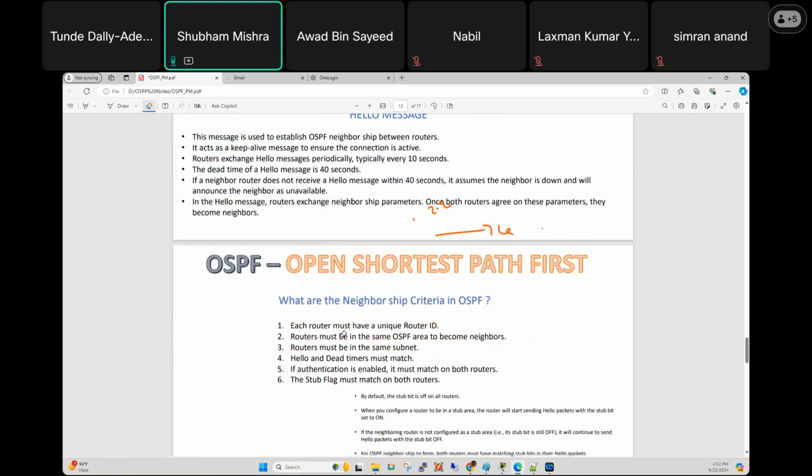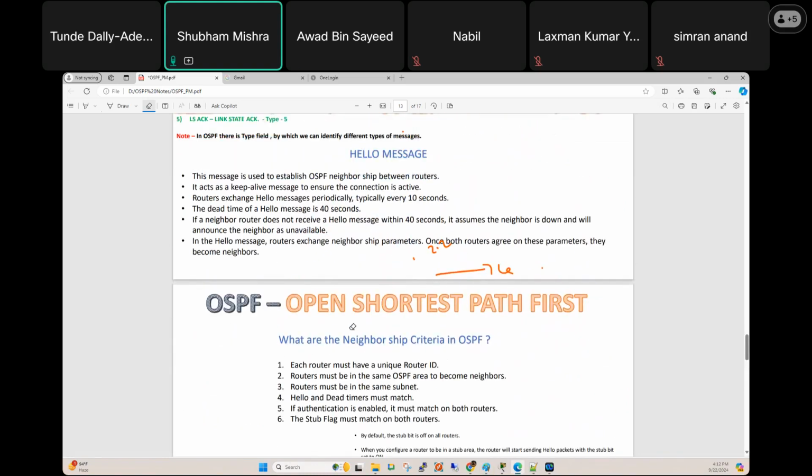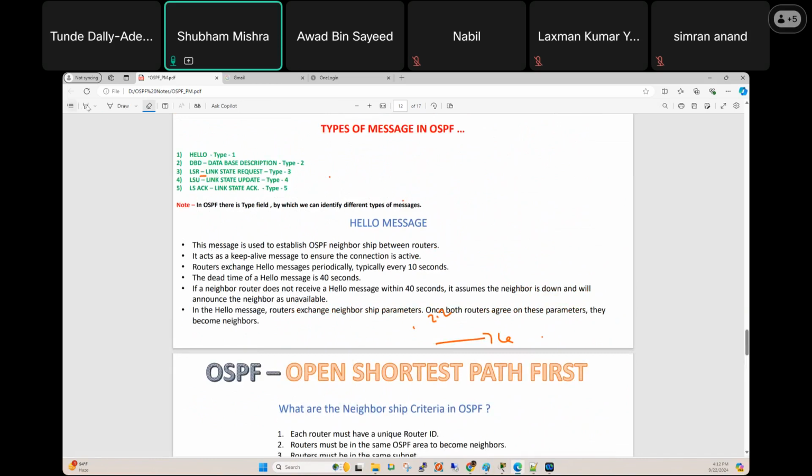So basically that is the use. I have written here some points about the hello packet. Okay, so just read these points. This message is used to establish the OSPF neighborship. I hope everyone knows, right? This acts like a keep alive message. In yesterday's class, I told you the OSPF message works like a keep alive message also, right? Now everyone, okay. Routers exchange the hello message after how much time? 10 seconds. Fine.